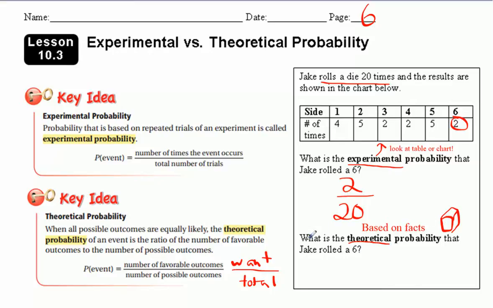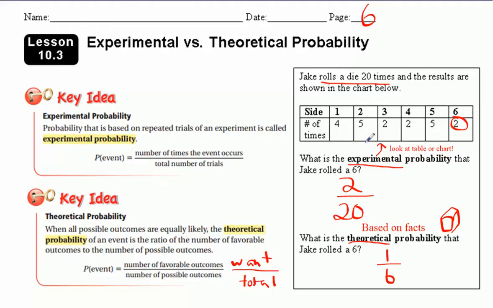What's my chance that Jake would roll a 6? Okay, well, how many 6s are on this die? 1. That's it. There's only 1 six on this die. And out of how many possible options? 6. There's 1 six on the die out of 6 possible sides. You see how these two are very different from each other.